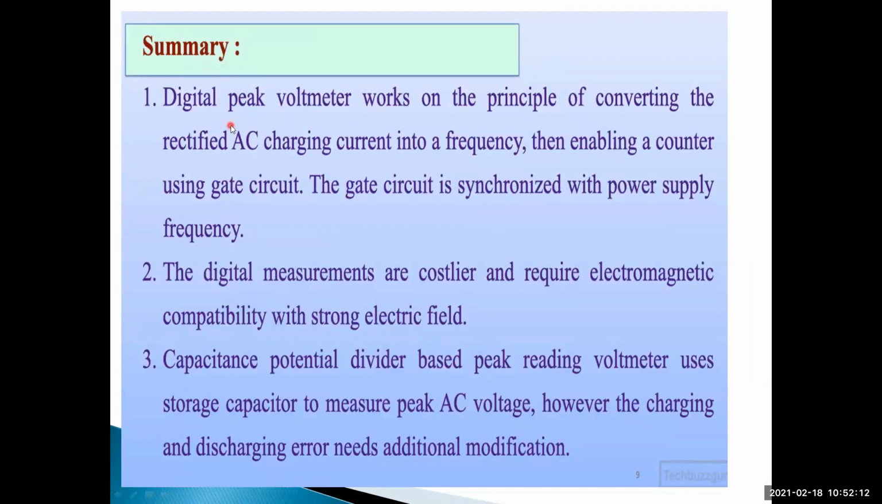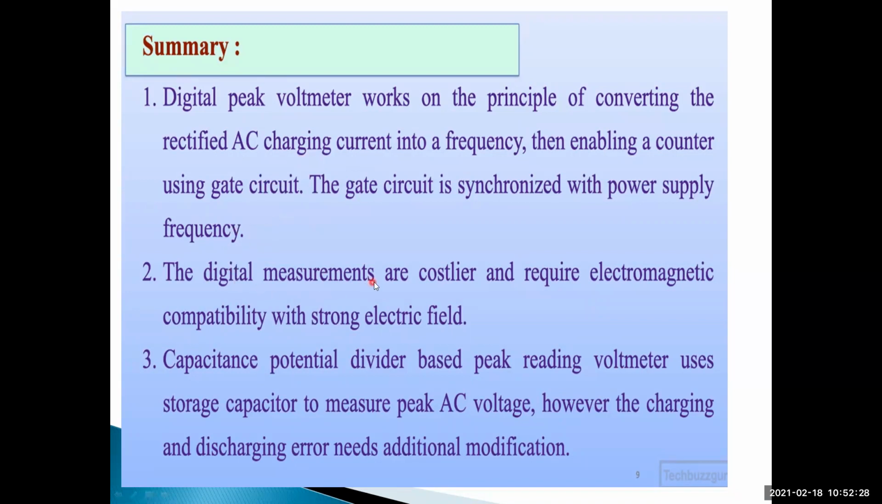The digital peak voltmeter works on the principle of converting the rectified AC charging current into a frequency, then enabling the counter using the gate circuit. The gate circuit is synchronized with the power supply frequency. This is the first one.